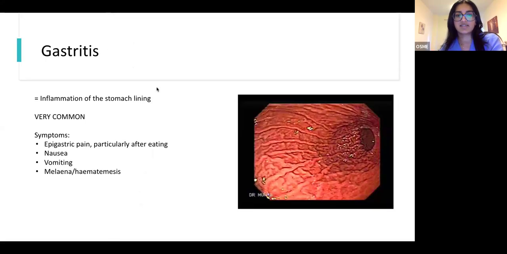So gastritis is essentially just inflammation of the stomach lining, as you can see here, and it's very common in the population. So key symptoms are epigastric pain, which is typically exacerbated by eating. Also nausea and vomiting, or if it's very severe gastritis, you might even see patients who are vomiting blood, which is hematemesis, or they have black foul-smelling stools, which is melena, and it's due to the digested blood from an upper GI bleed.